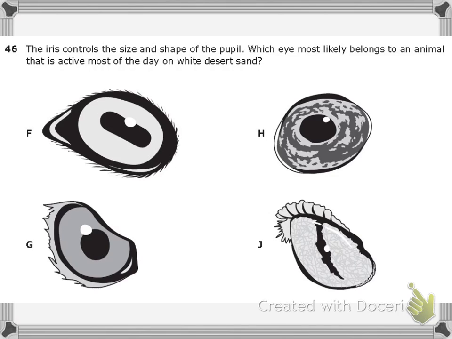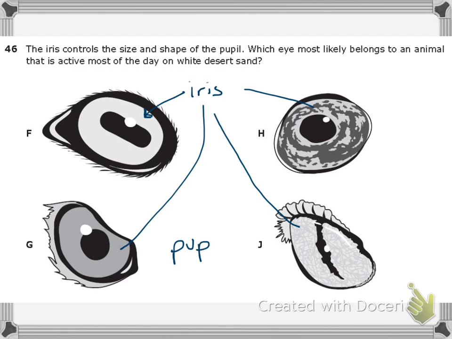question a lot easier. So the iris is the colored part of the eye, this part here, that gives it its color. So we have the iris in each of these different eyes here, and then the pupil is the hole in the eye that allows light to go through. So we have the pupil here, here, here, and here.